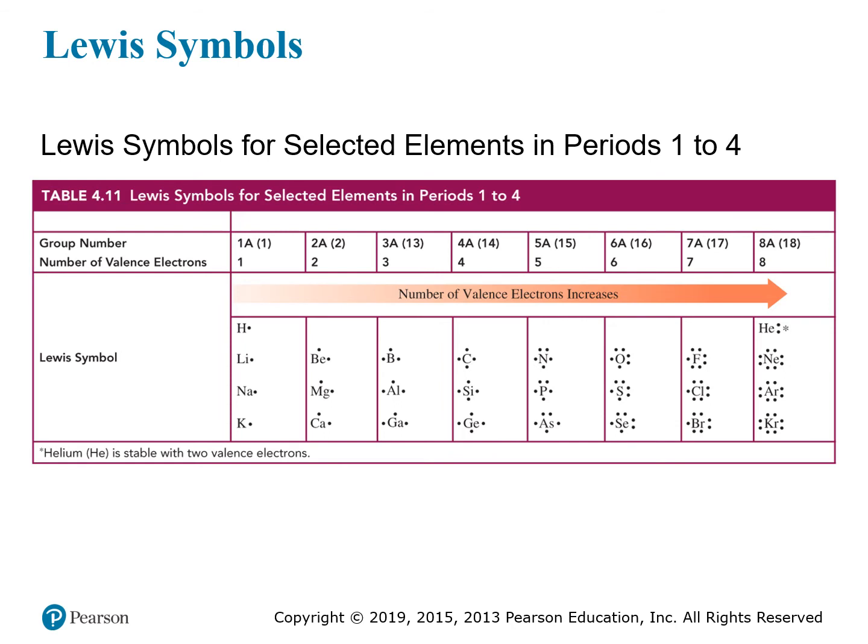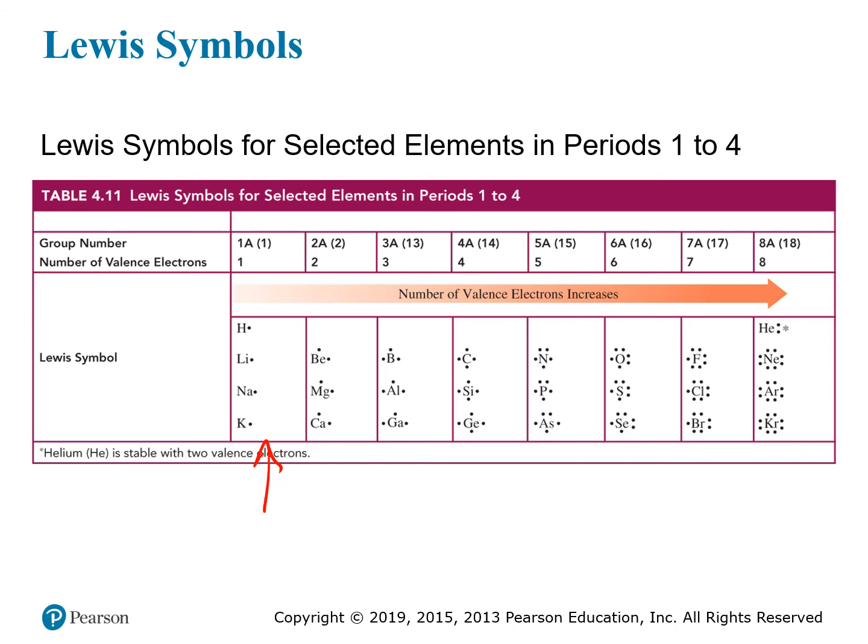Here you can see a table that shows you these electron configurations, and it also sort of stresses or emphasizes the fact that all of the elements in a particular group have the same number of valence electrons, and so they all have similar Lewis diagrams, right?